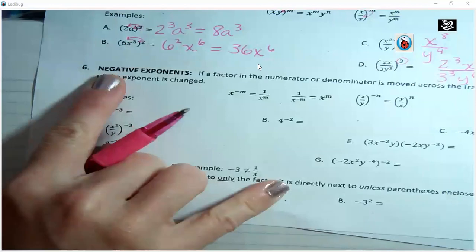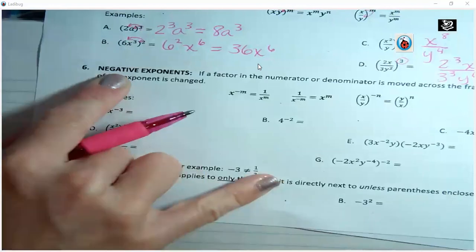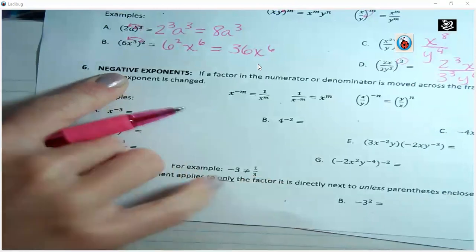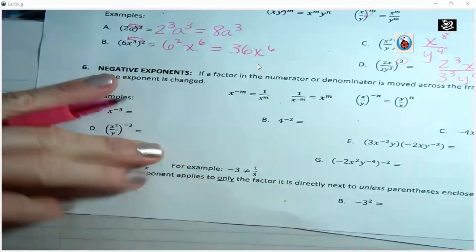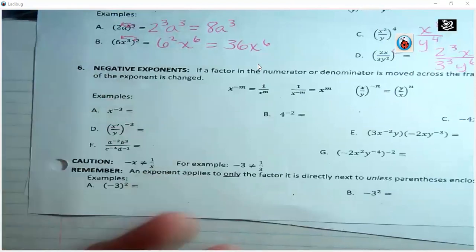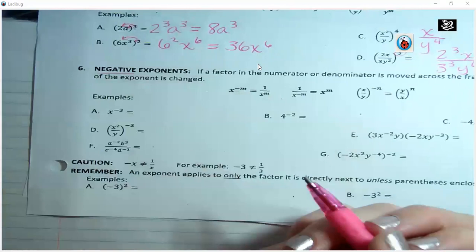All right, negative exponents. Negative exponents means it's going to move. What I always tell my students is if you're in a negative situation, you should move. If you're in a positive situation, you should stay, have some fun. If it's negative, you need to move. You need to get out of there.